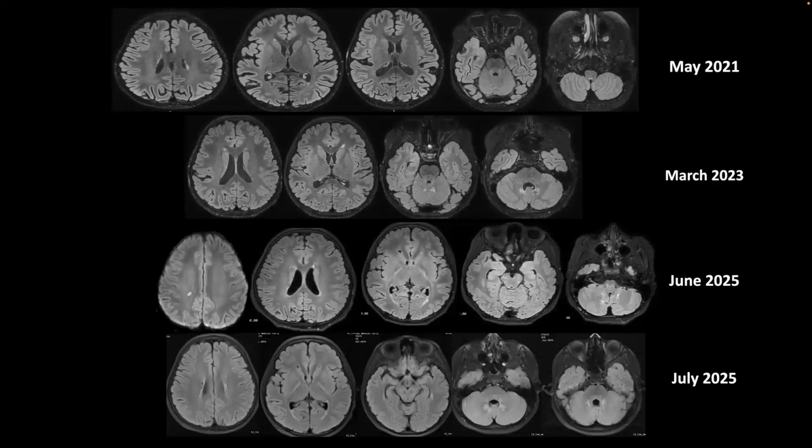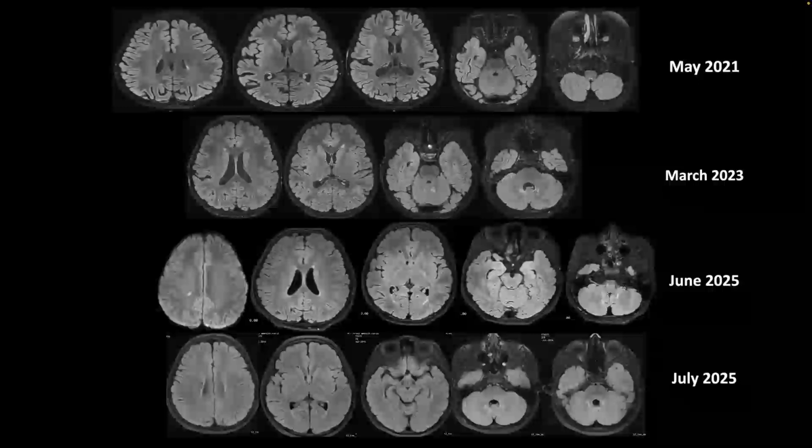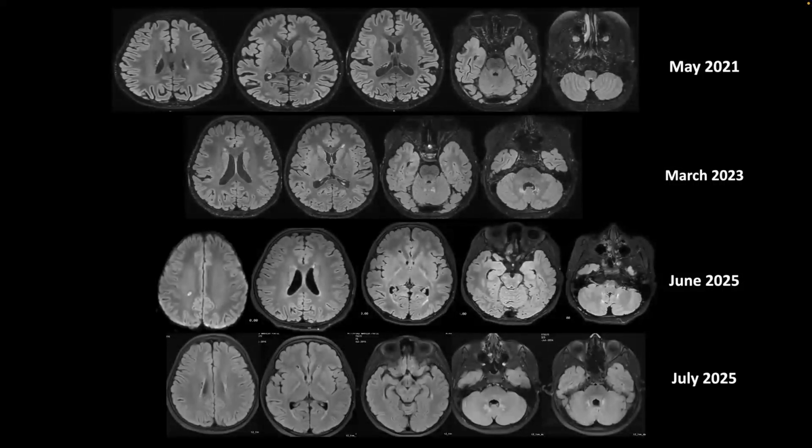Only thing is, how common is this dentate nucleus finding in MOGAD? It can be seen. I mean, here it looks slightly asymmetrical, but yeah, I wouldn't say it's not a common finding.